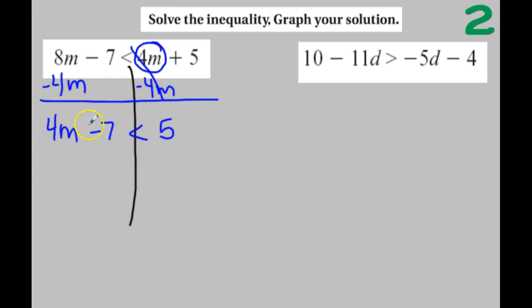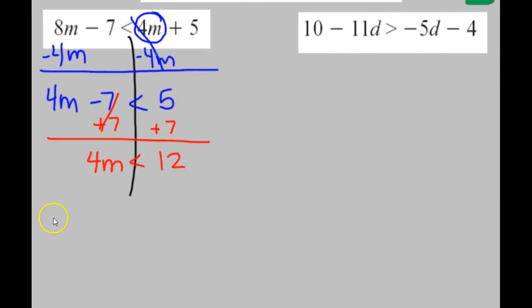And then always get rid of addition and subtraction. I'm going to add 7. So those eliminate, and I have 4m is less than 5 plus 7 is 12. And then last, opposite of multiply by 4 is divide by 4. So we have m is less than 3.